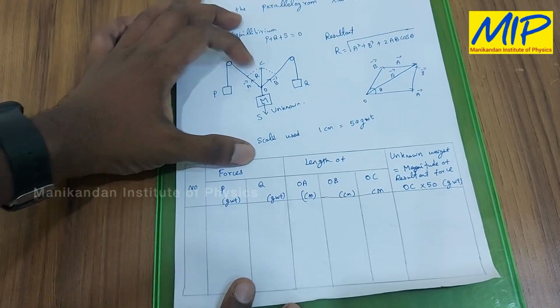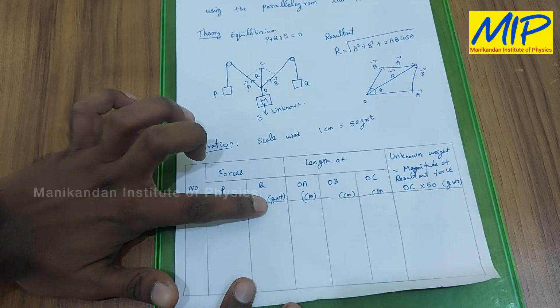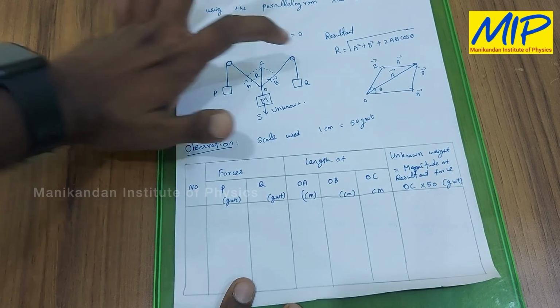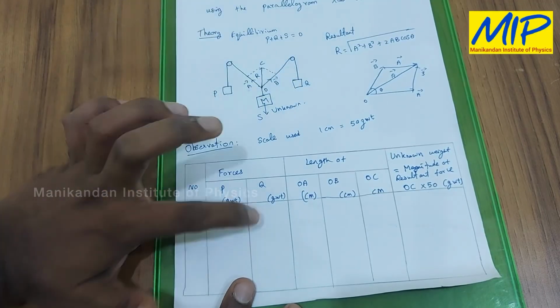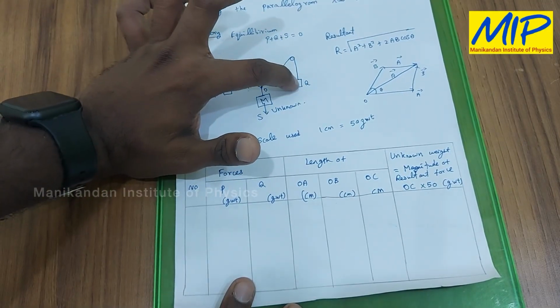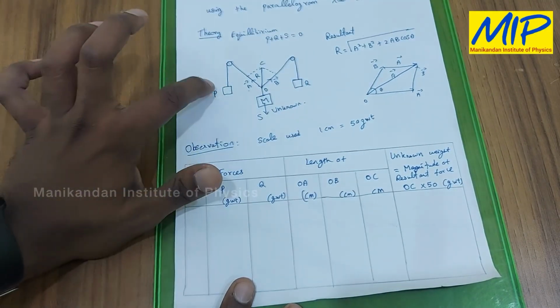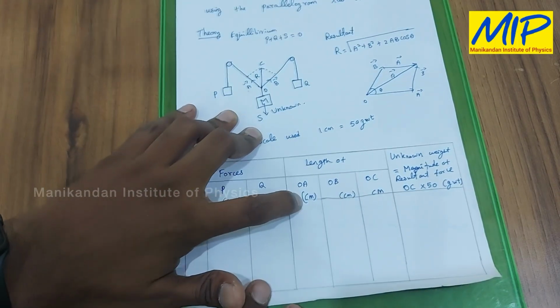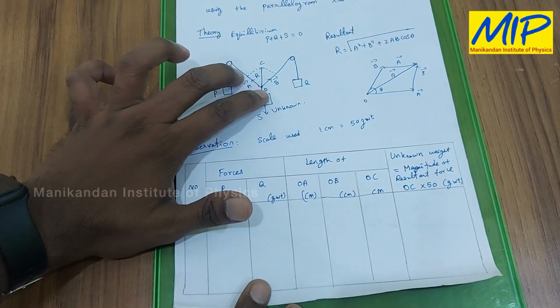Here we have forces: one is P, another one is Q. Whatever mass we apply here is my P, and whatever mass we apply here is going to be the weight of the object at this point, said to be Q. The weight of the object in this case is going to be P. And then the length of OB and OC. The distance from here to here is OB.